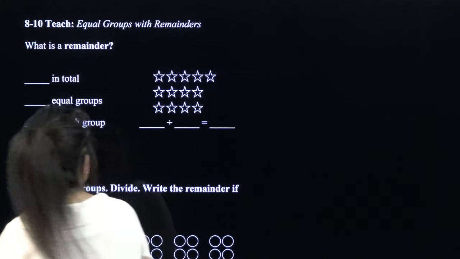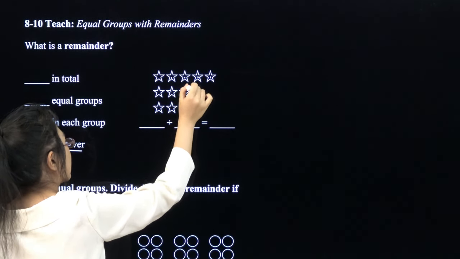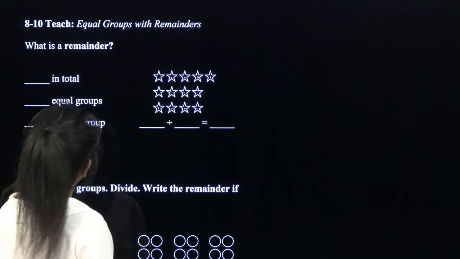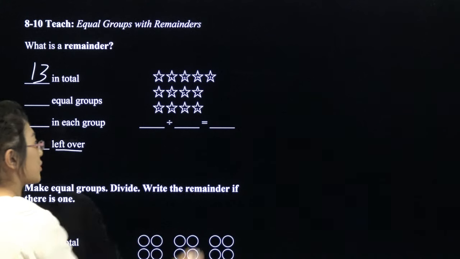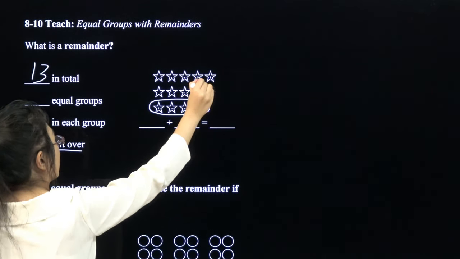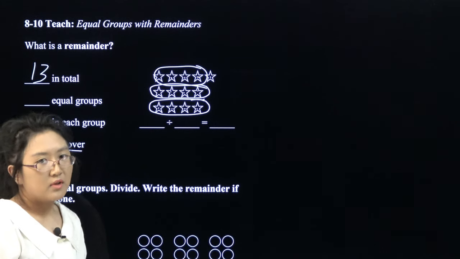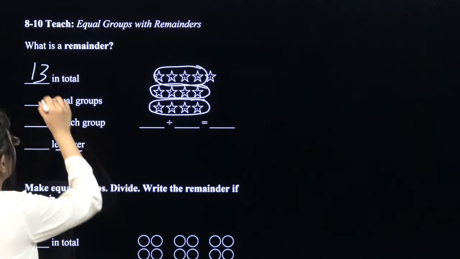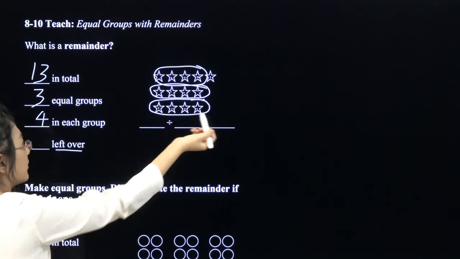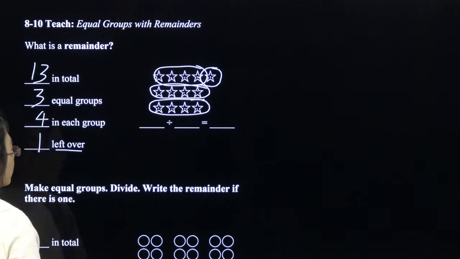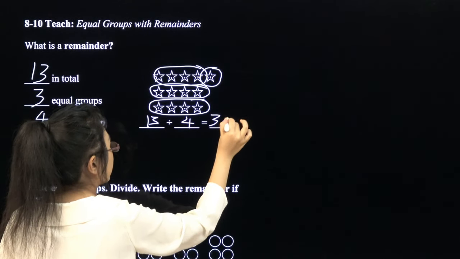For example, here. How many stars do we have in total? 1, 2, 3, 4, 5, 6, 7, 8, 9, 10, 11, 12, 13. So we have 13 stars in total. And how many equal groups do we have? Let's just use rows, because this is an array, kind of. One group of four, and another group of four. But there's something left over, but it doesn't form an equal group, so we can't put it in. So we have 3 equal groups and 4 in each group. How many is left over? 1. To show this using division, we would put 13 divided by 4 equals 3 equal groups with 1 left over.